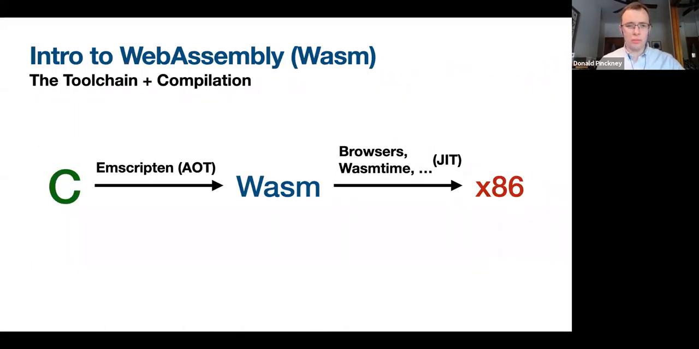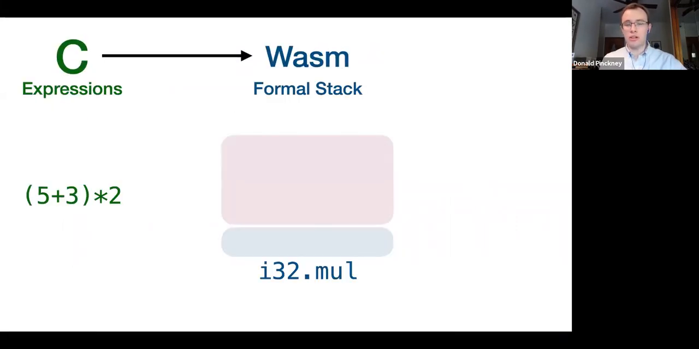To start with, I want to give a brief introduction of compiling C to WebAssembly, which is then typically run in a runtime such as Wasmtime in a JIT style. But to start with the compilation from C to WebAssembly, I want to run through the basic features of C and see how those map to WebAssembly. Let's start with expressions.